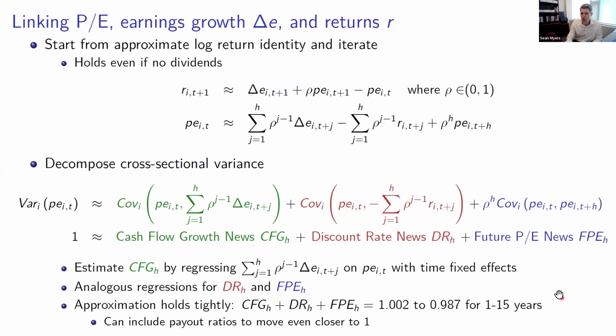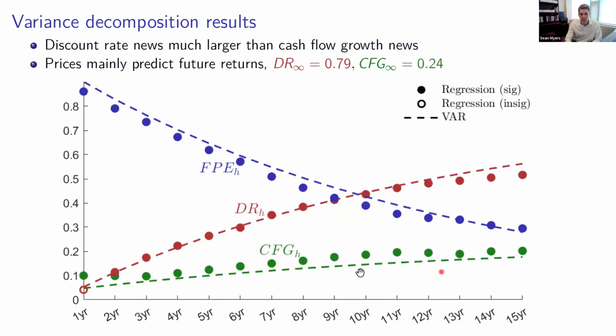So to jump to the main result, what do we find when we estimate this decomposition? We can estimate each of these three terms at different horizons H. So we can look at 1-year earnings growth, 2-year earnings growth, etc. This graph summarizes what we find.